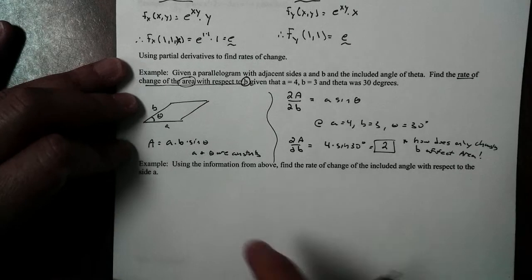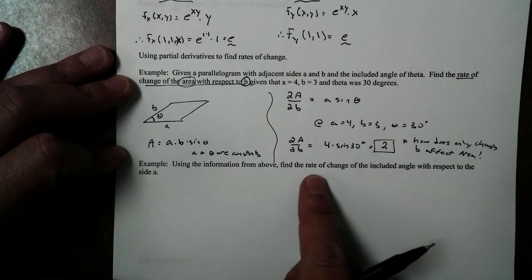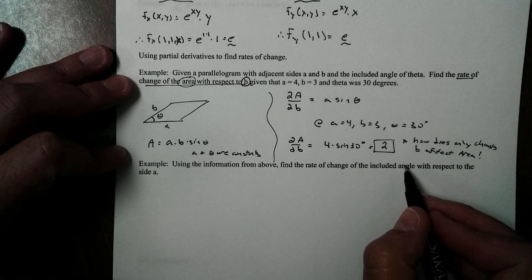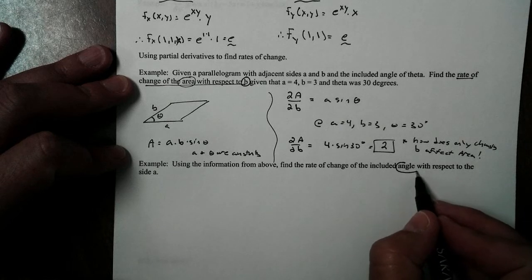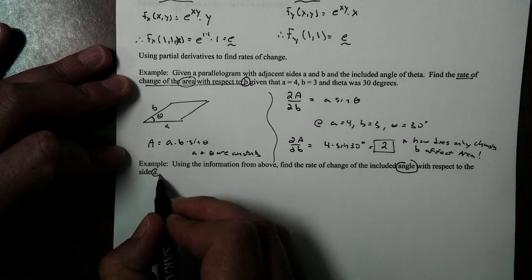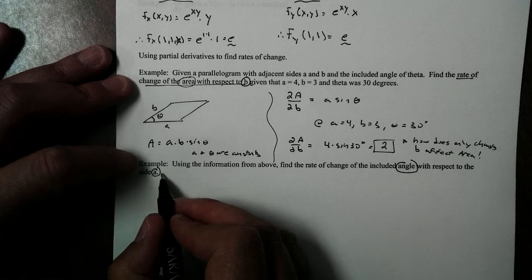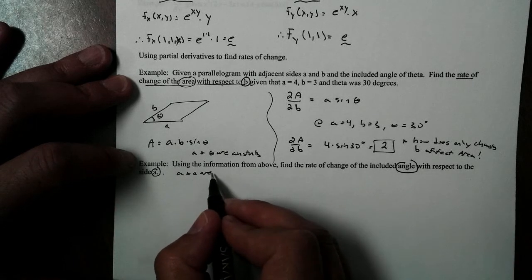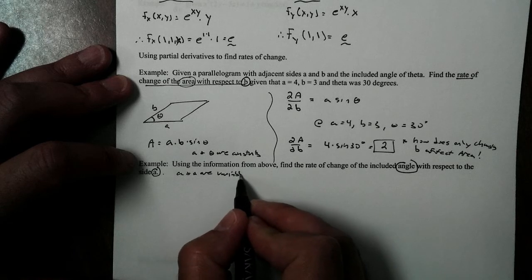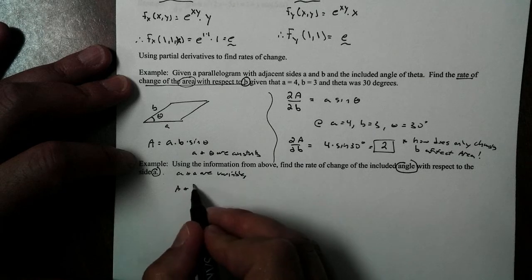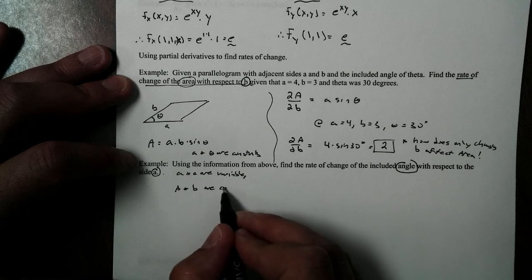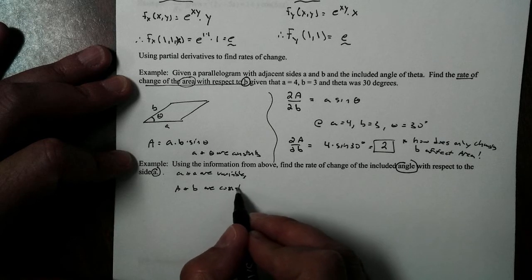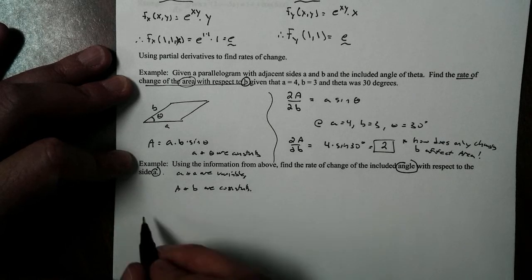And of course, we can have a little bit more fun. Using the information above, find the rate of change of the included angle. So now we're only looking at theta with respect to side A. So now, only A and theta are the variables, which means A and little b are constants. And that does make it a little bit tougher for us.